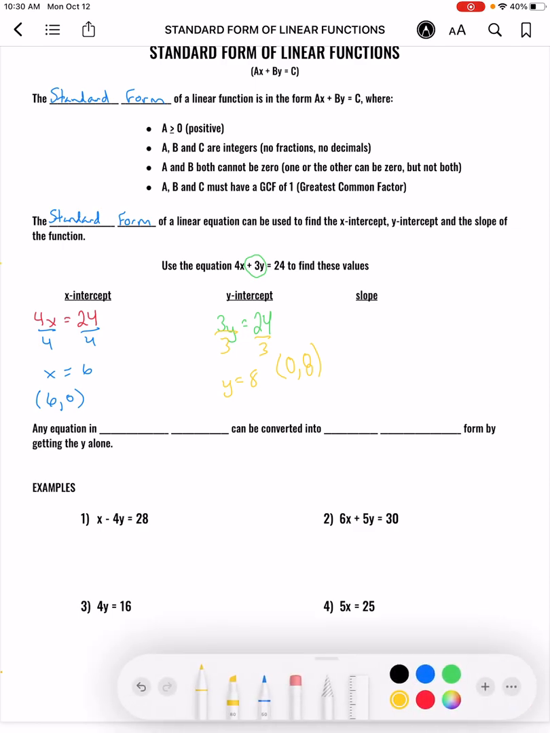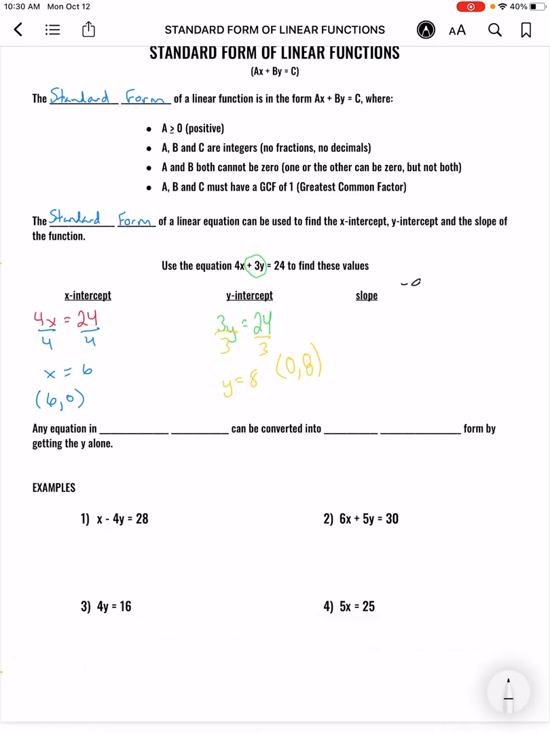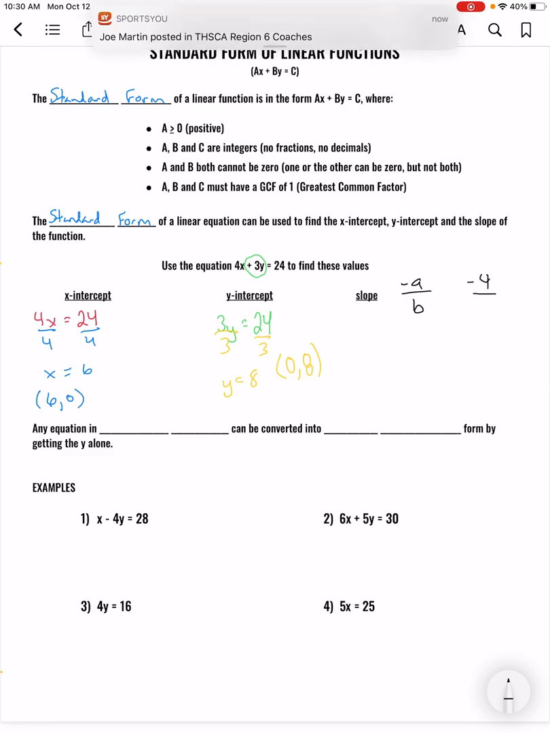All right, to find the slope, it's going to be the opposite of a divided by b. So the opposite of the a number in front of x divided by b. So in this case, we have 4x. So the opposite of 4 is negative 4. And then b is 3, so it's negative 4/3. Okay, and that's all we have to do to find the slope. It's the opposite of the a number divided by the b number. And again, that's when we have it in the form ax plus by equals c.